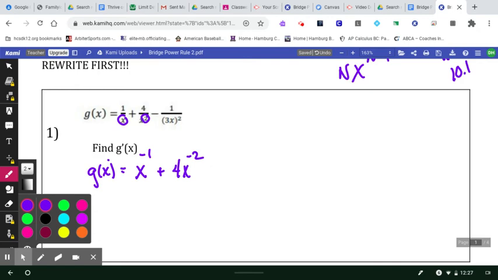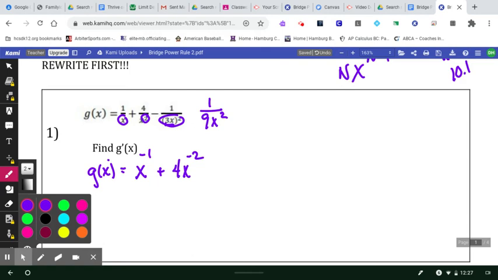Now, this last one's a bit of a stinker. We have to clean it up first before we move it. Notice they're taking everything in here, and they're telling you to square it. So right next to this, I'm going to really say this is 1 over 9x squared. Would you agree with that? If I take 3x and I square it, 3 squared is 9, and x squared is x squared.